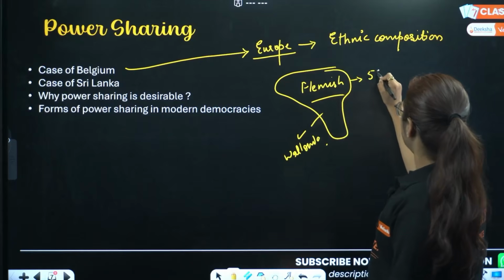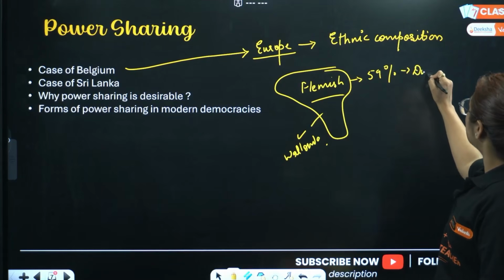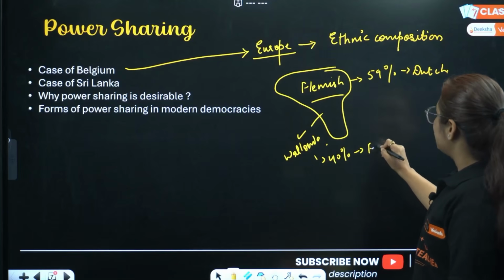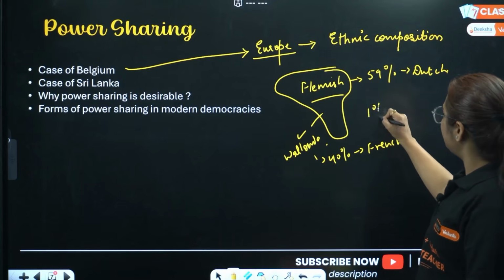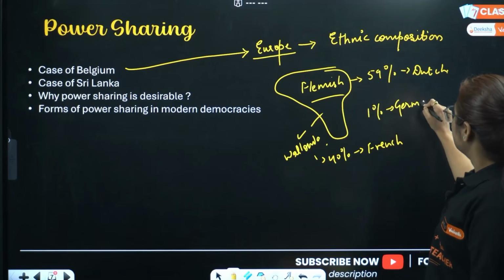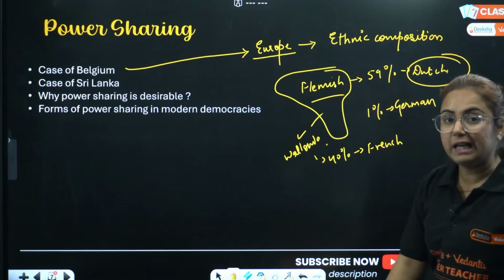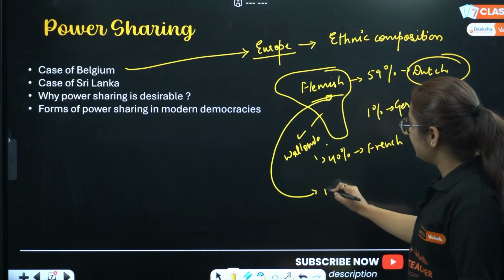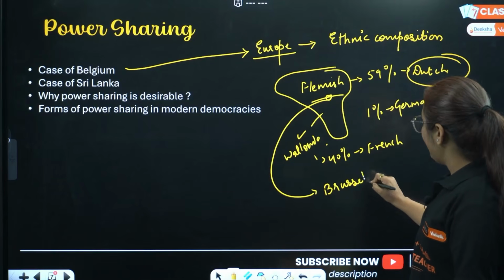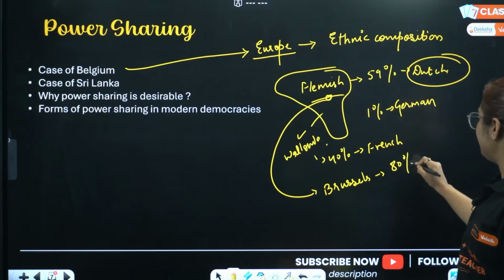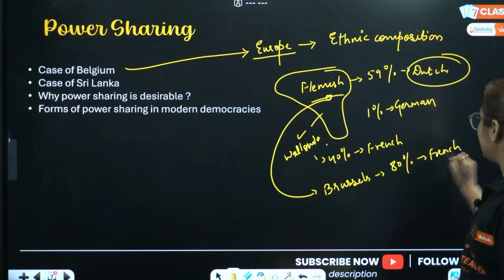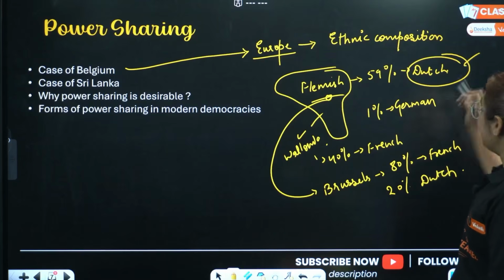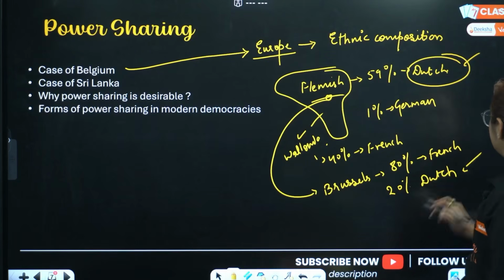In the Flemish region, 59% of the total population lives, which speaks the language Dutch. Here, 40% of the population lives, which speaks the language French. The rest 1% speaks the language German. So pay attention, who is in the majority in the country? Dutch. But in the capital of Belgium, Brussels, the population was such that 80% people speak French and 20% people speak Dutch. So the Dutch people, who are in majority in the nation, were in minority in the capital.